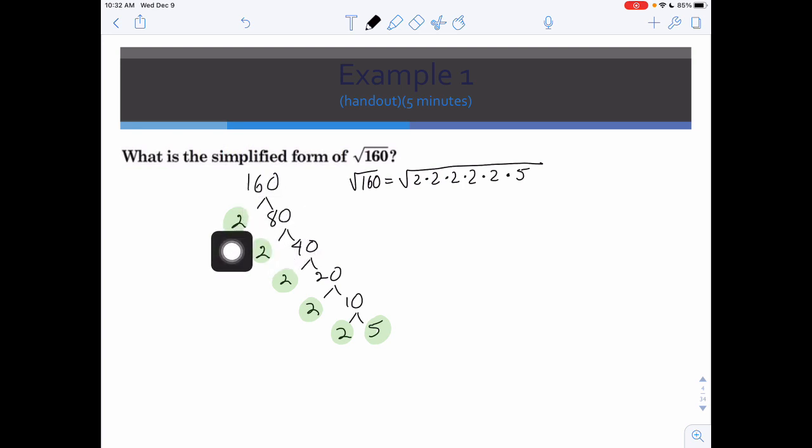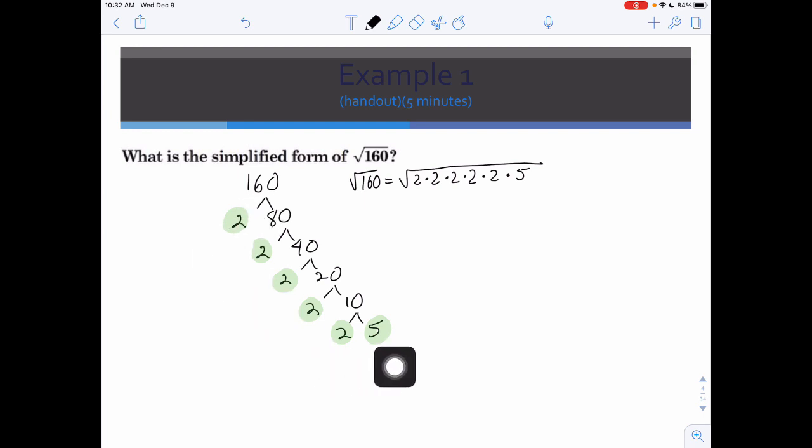Now, 2 is a prime factor, so we're done with 2, but 80 can be factored. 80 is also even, so we can divide by 2, and that gives us 40. We can keep this pattern going. 40 divided by 2 gives us 20, 20 divided by 2 gives us 10, 10 divided by 2 gives us 5. Now, 5 is also prime, so there's nothing else we can break it apart as other than 1 and 5, and we can stop right there because it's prime. So now we have 2 times 2 times 2 times 2 times 2 times 5, which gives us 160.